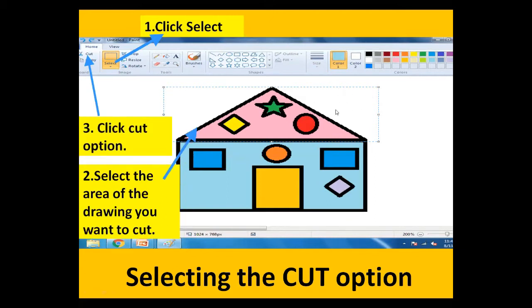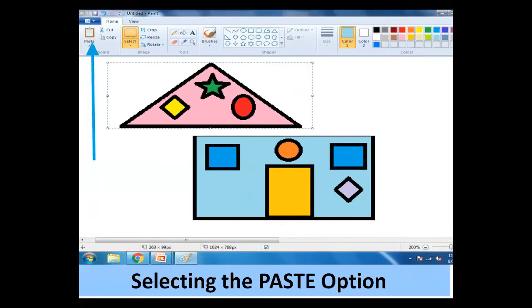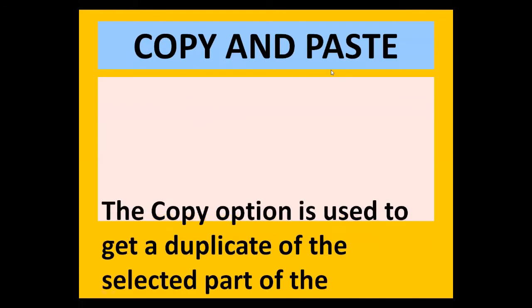And the third step is in the clipboard group, click on cut option. And the fourth step is click paste option. You can see here the selected part is pasted at the left corner of the drawing area, and you can also see the diagram is still selected, and now you can move it to the desired position. Second option is copy and paste option.